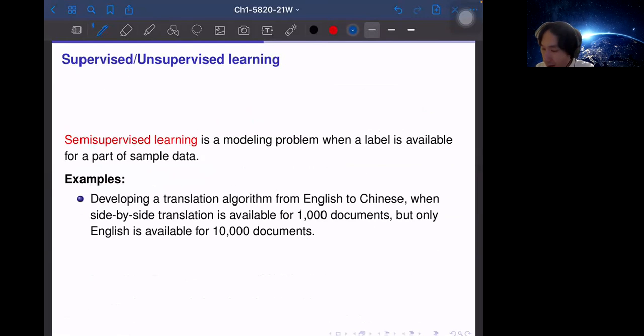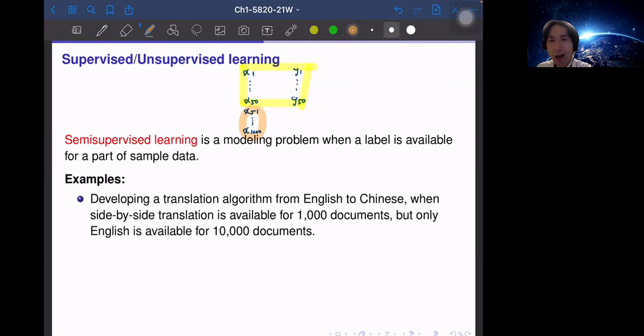Suppose we have 1000 observations. X1 to X50 have corresponding Y. But usually more observations are unsupervised, so X51 to X1000, we don't have Y values. For this kind of data set, partially we have the label, but for the other part, we don't have labels. This is called semi-supervised learning.